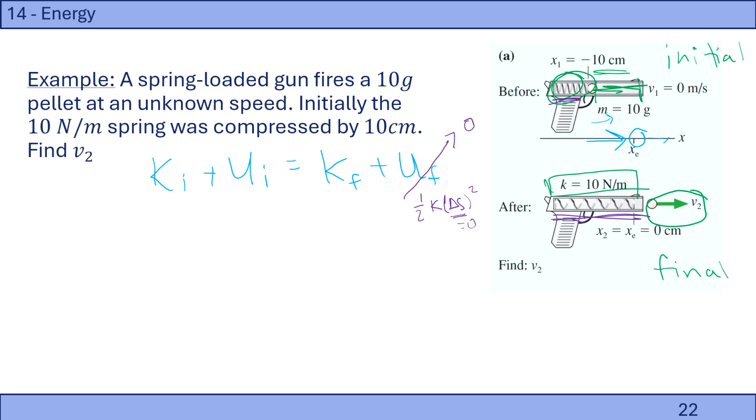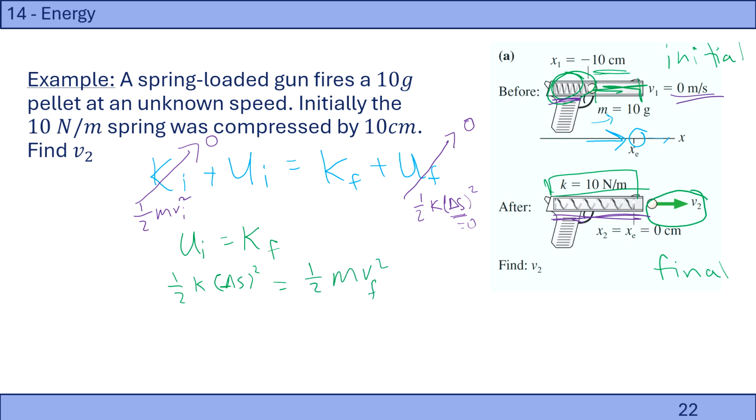Conversely, the initial kinetic energy before we launched, it's not moving, so kinetic energy initial is 0, since 1/2 m v_i squared is 0 because the v is 0. So once again, we have this scenario where we end up with U_i equals K_f, and we just have to plug things in. 1/2 k delta s, or delta x, delta whatever you want to call it, squared is equal to 1/2 m v_f squared. I do want this to be an s_i, as in an initial compression.